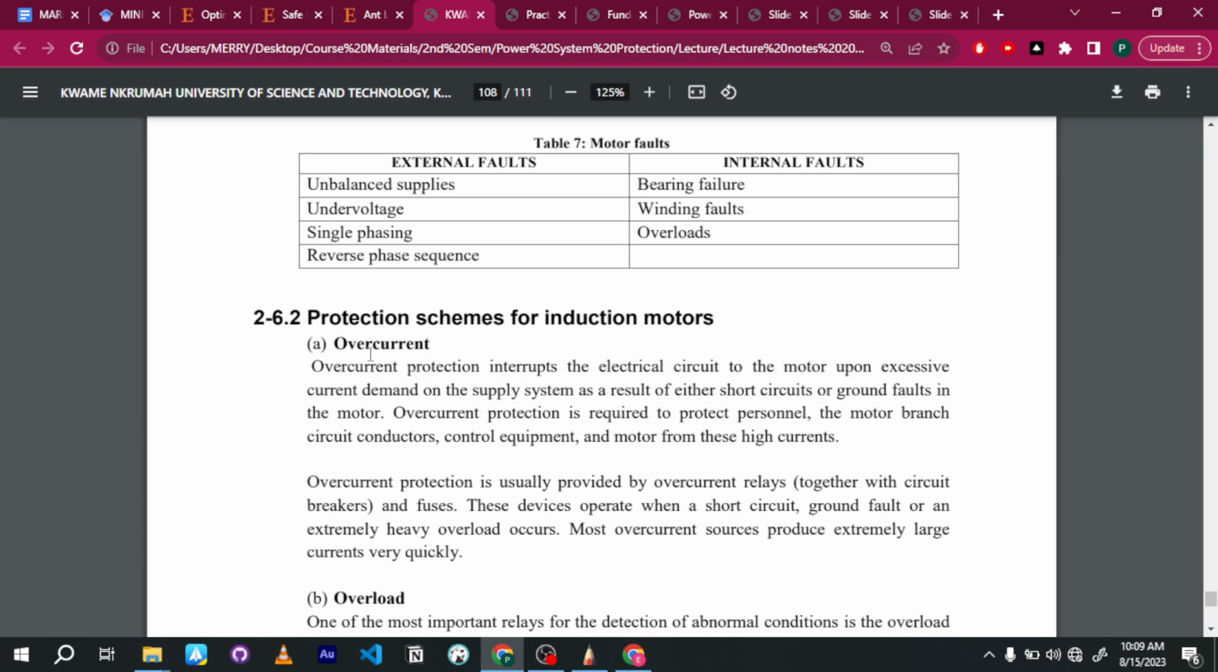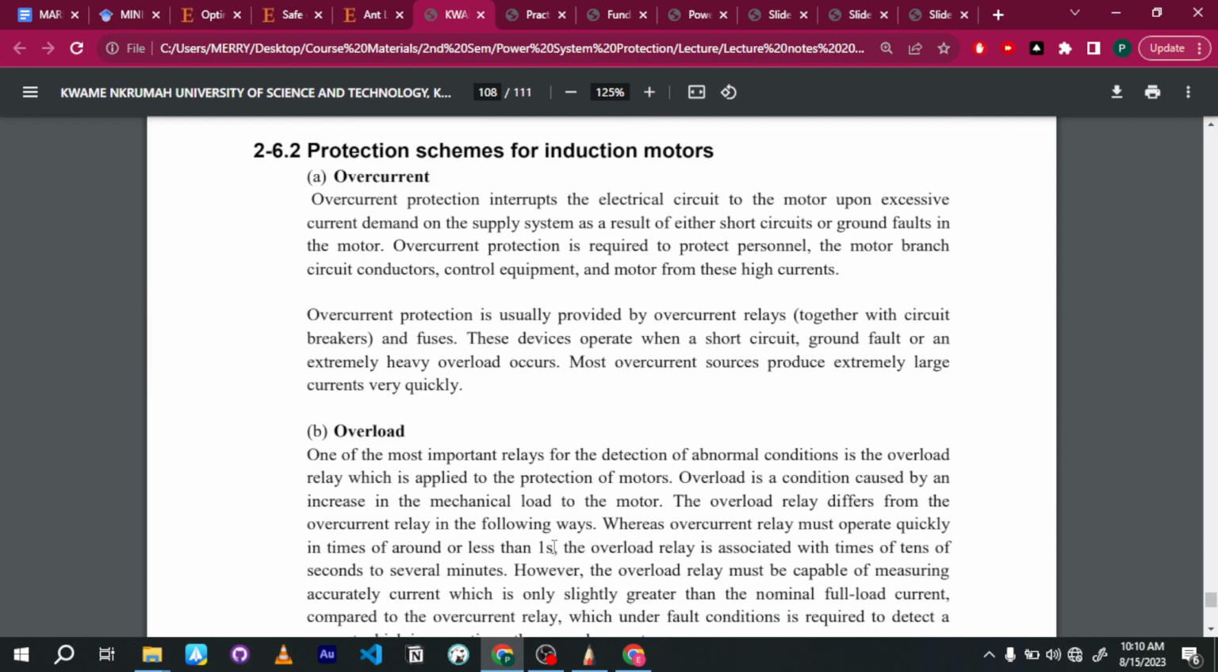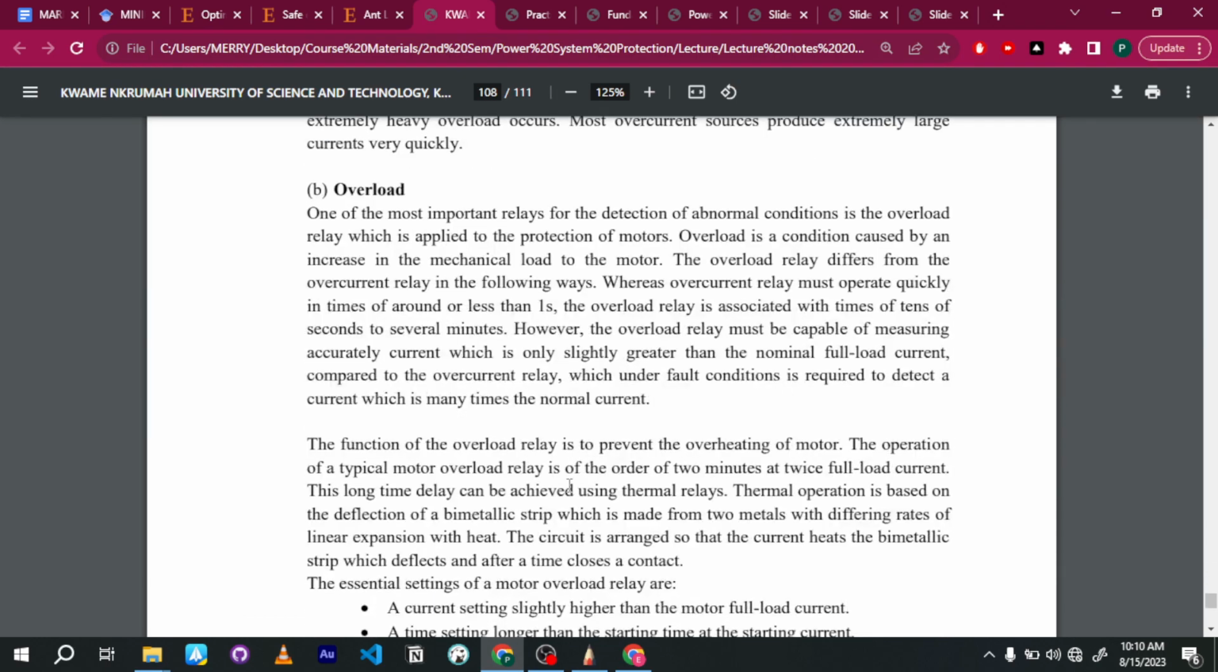The protection schemes for induction motors: overcurrent protection. This one is provided by overcurrent relays with fuses. You can calculate the highest current a motor can draw, the normal rated current, and set overcurrent relays for it, or you can do fault analysis and then use that current level for setting your overcurrent protection.